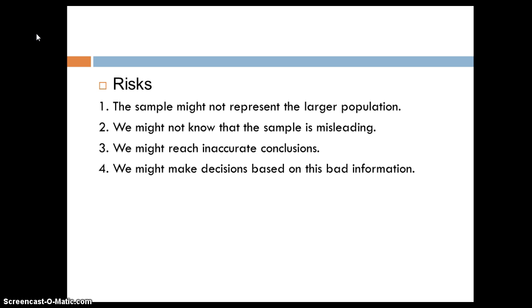Another risk is that we might not know that the sample is misleading. We might think that our sample actually represents the population that we would like to say something about. And if we don't know that the sample is misleading, we might actually reach conclusions that are inaccurate about the differences that we find between this population and perhaps another one. And so when we find these inaccurate conclusions, we might actually make decisions about our hypotheses that are based on bad information. So that's kind of the drawbacks of using sampling.